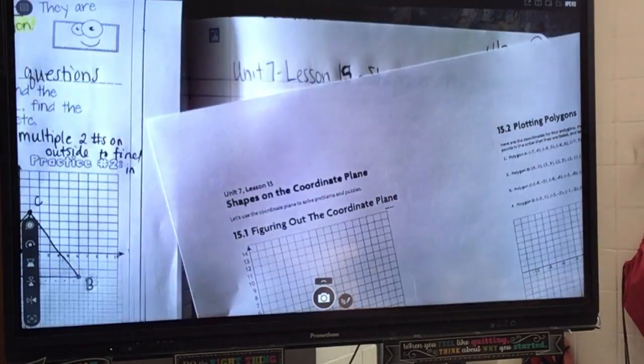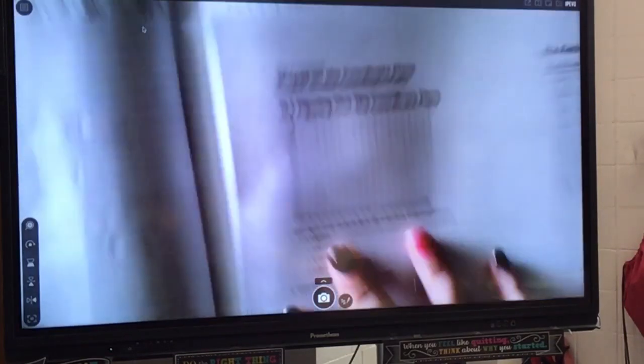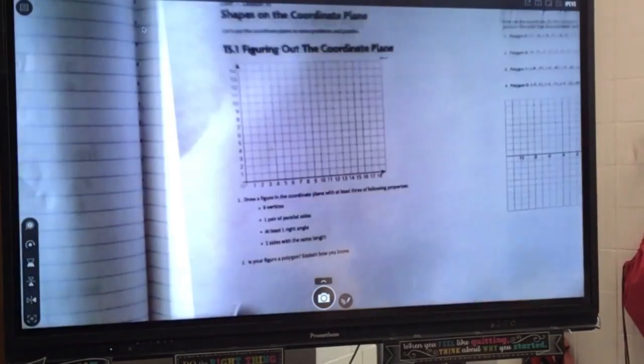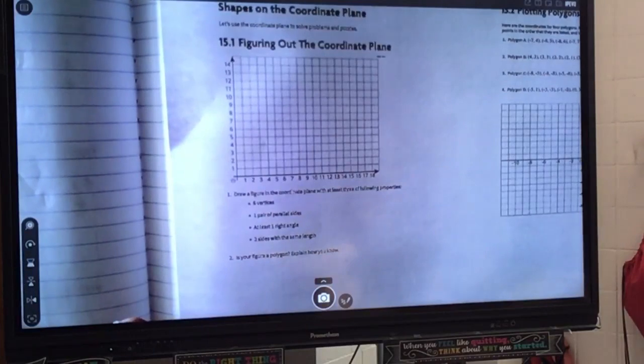Let's go ahead and look at our lesson 15. So we're doing shapes on a number, or not a number, sorry. Shapes on a coordinate grid.